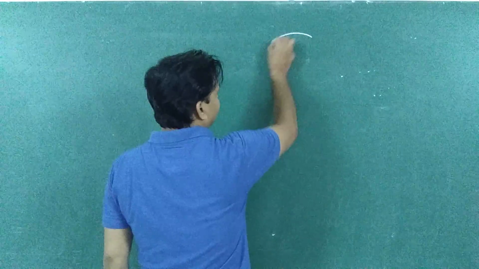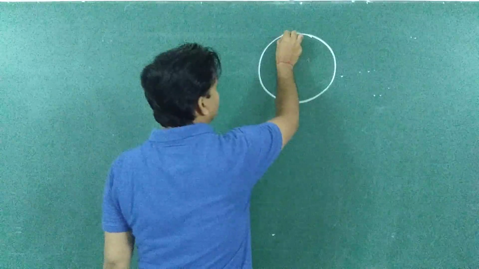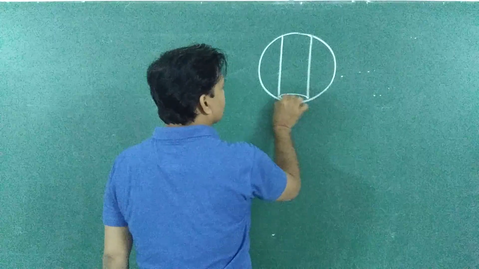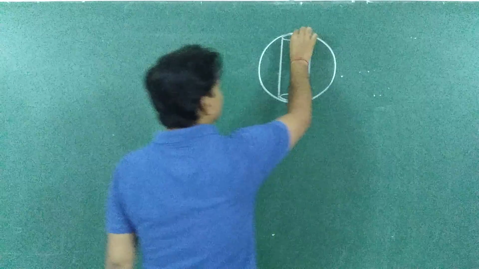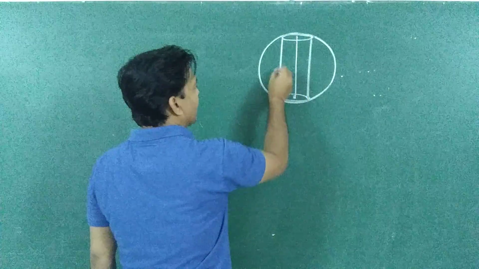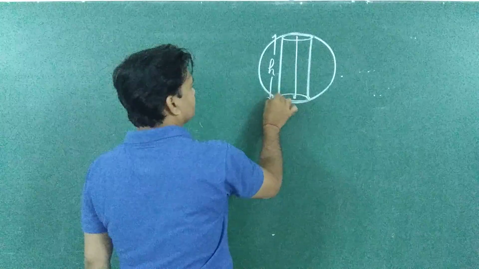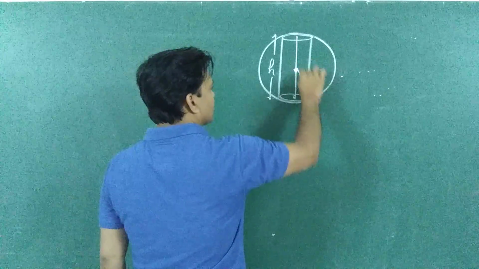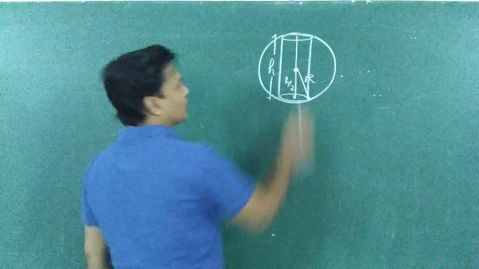First we have to take a sphere. Suppose this is our sphere in which a cylinder is made. This is our cylinder. The height of this cylinder is h. This is h. And the radius of the sphere is r. So this one is h by 2.